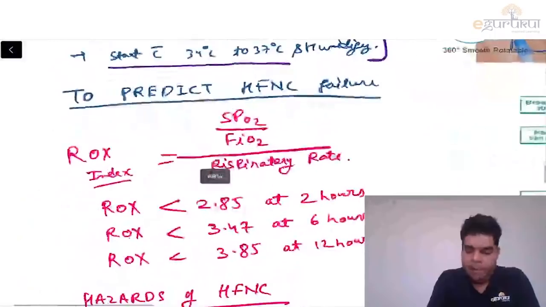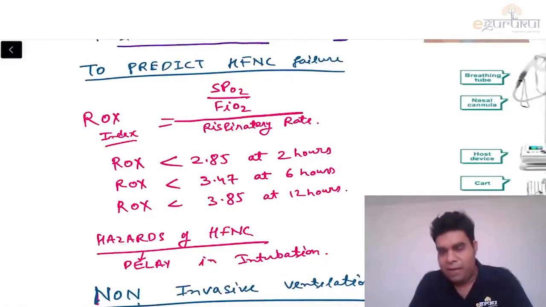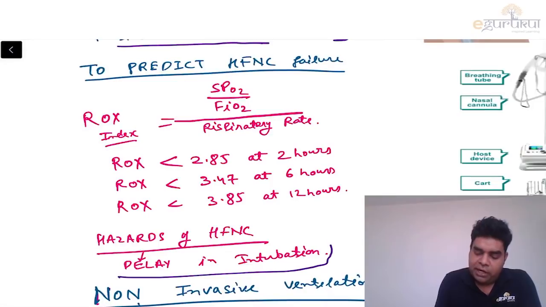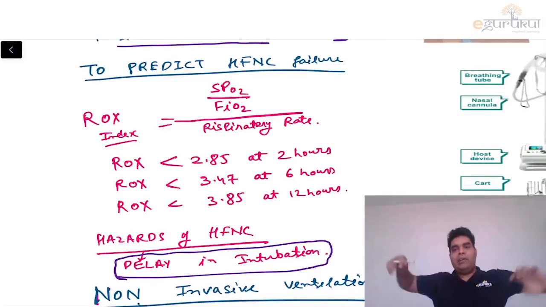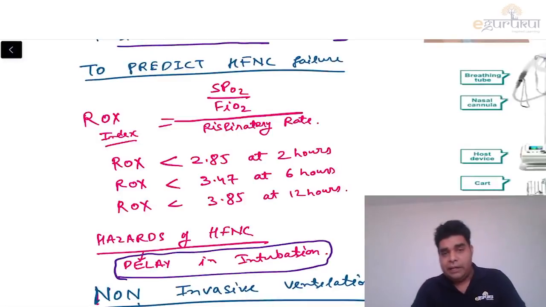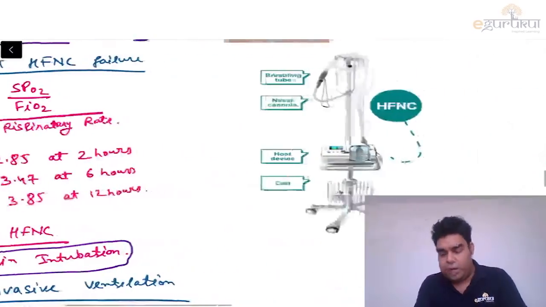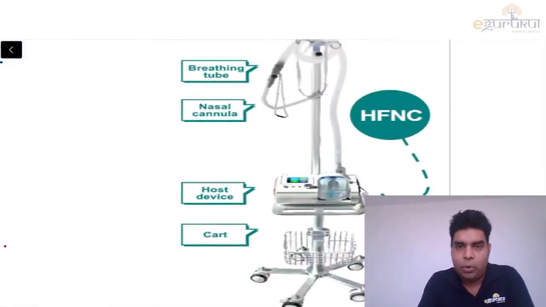Okay, but there is one big problem of high flow nasal cannula, or high flow nasal oxygen, that we can delay the intubation. Because we think that we are using HFNO, so we can delay it. So how to detect that high flow nasal cannula is not useful here? In the high flow nasal cannula, these are the various parts. Let's just quickly go through it.